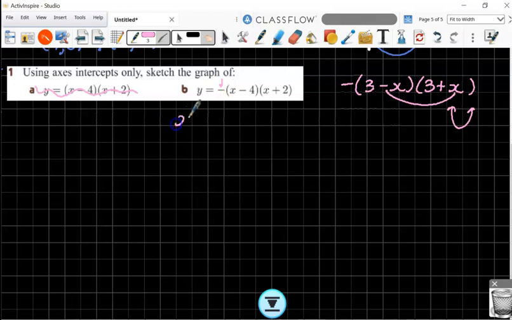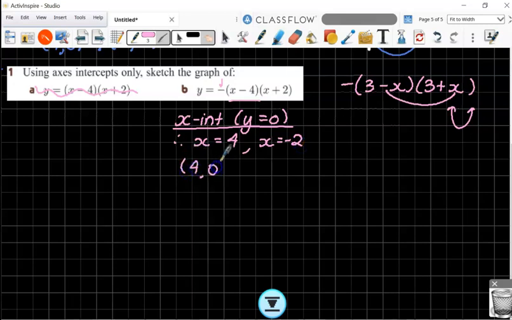All right, so we've got our x-intercepts. Y equals 0. Once again, it's already nicely factorized for us. So what would be my x-intercepts? Hit me. 4. So we've got 4, 0 and minus 2, 0.